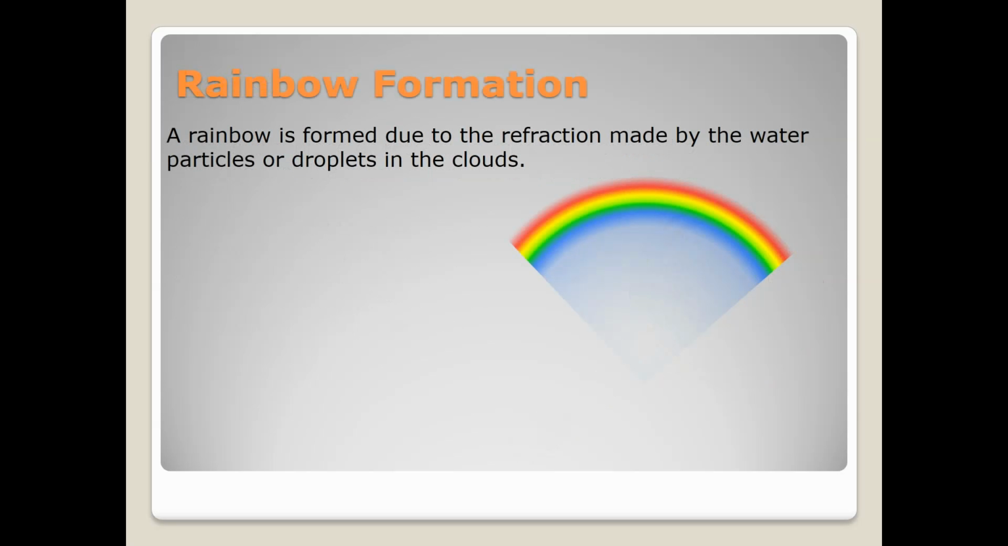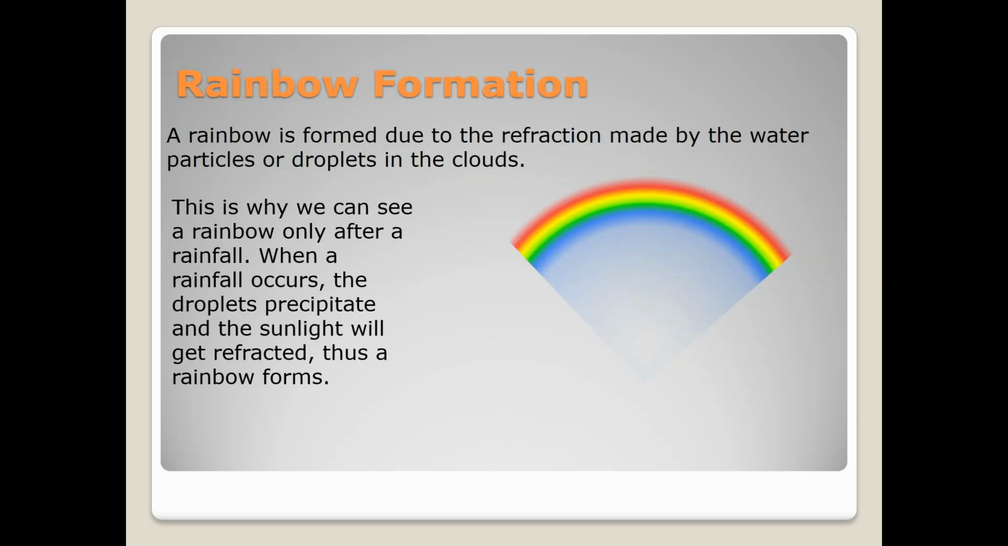The most interesting thing in the chapter of light is rainbow formation. A rainbow is formed due to the refraction made by the water particles or droplets in the clouds. This is why we can see a rainbow only after a rainfall. When a rainfall occurs, the droplets precipitate and the sunlight gets refracted. Thus, a rainbow forms.